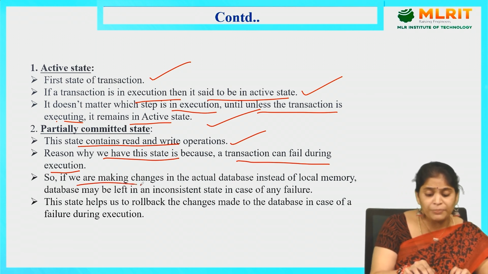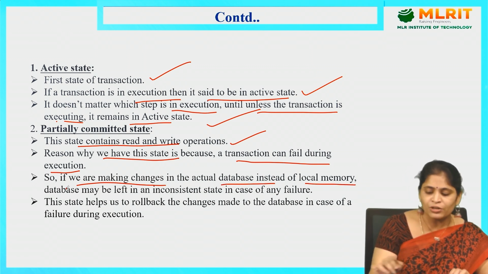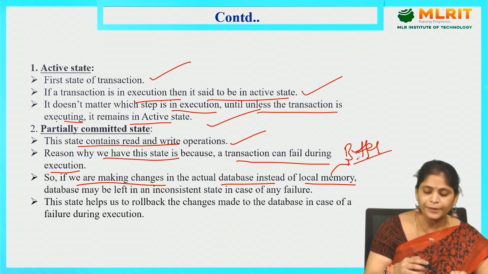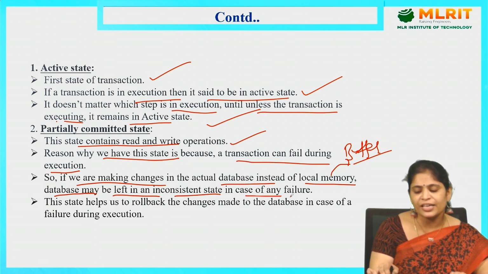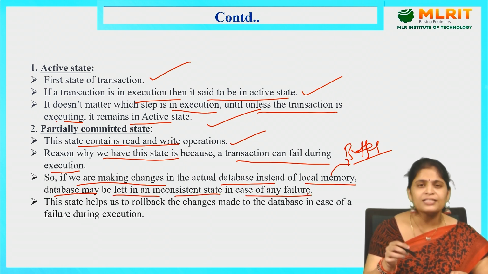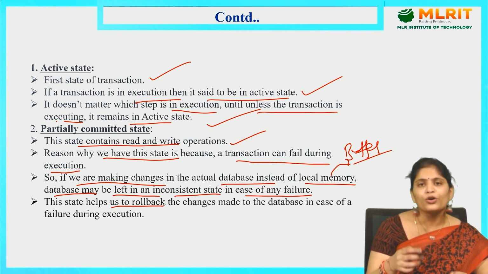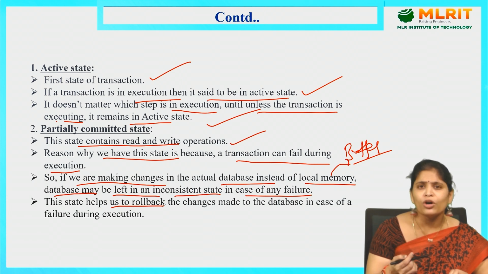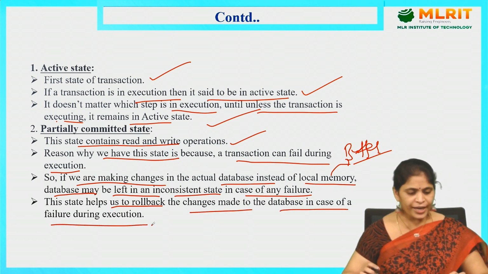If we are making changes to the actual database instead of local memory, so here local memory is nothing but what? Buffer, which I have just told you. So the database may be left in an inconsistent state in case of any failure. That is the reason we have to include the partially committed state. What is the purpose of this state? This state helps us to roll back the changes made to the database in case of failure during execution.